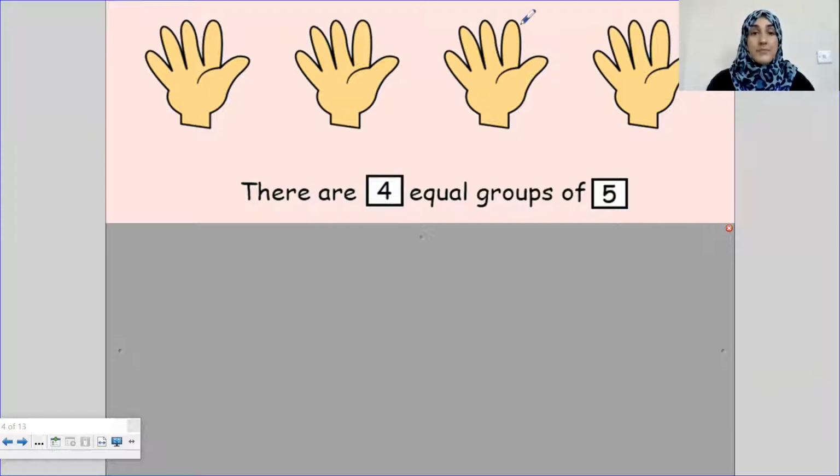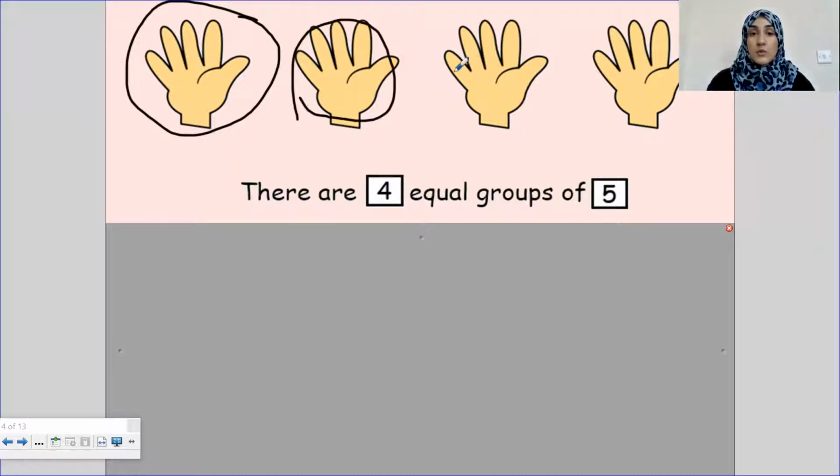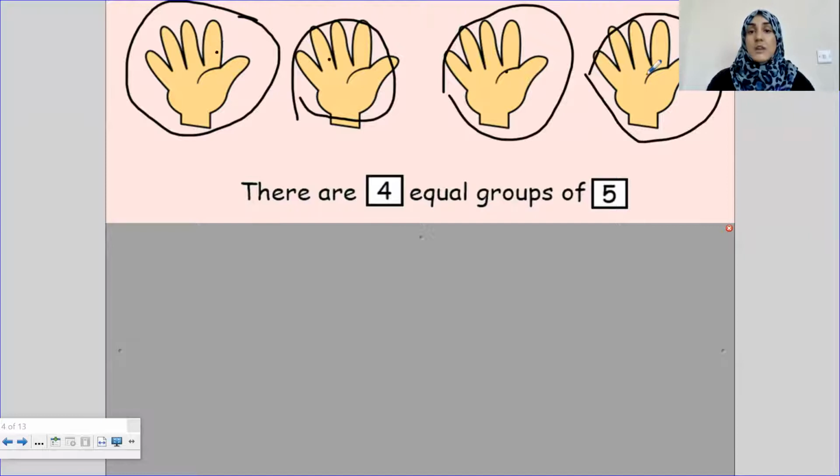Okay, here we have one group. We have another, oops, sorry. We have another group. It's a smaller group. And here's another group. And here we have a final group. We have 1, 2, 3, 4 groups. And do we have an equal amount of fingers?